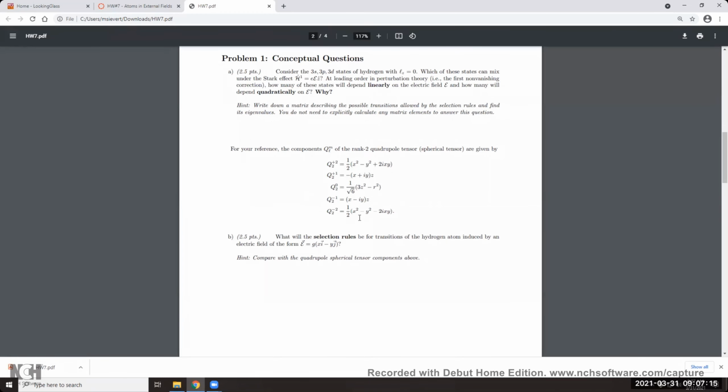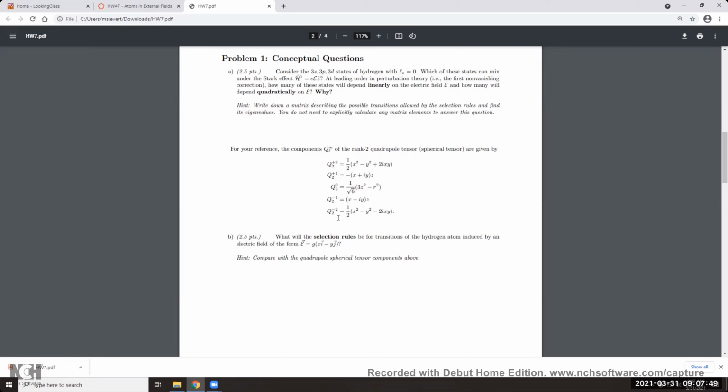The second part is again about selection rules associated with these kind of operators. We talked extensively about the selection rules associated with a vector operator, something like z, which is a component of the vector R. So if I give you a more complicated electric field, something like x i hat minus y j hat, this operator, so this electric field, when you put it together with the position operator, acts like a rank 2 tensor, which follows a different set of selection rules. So I'm asking you to figure out what those selection rules are going to be.